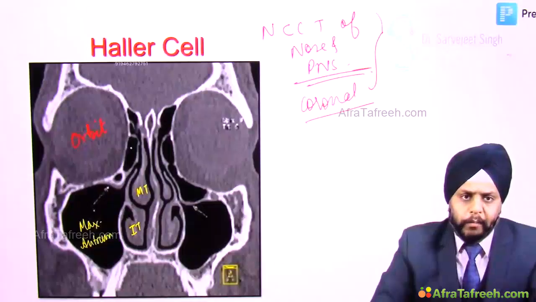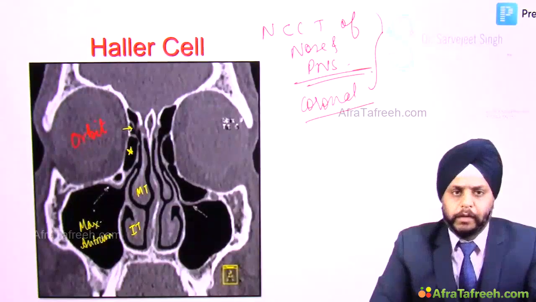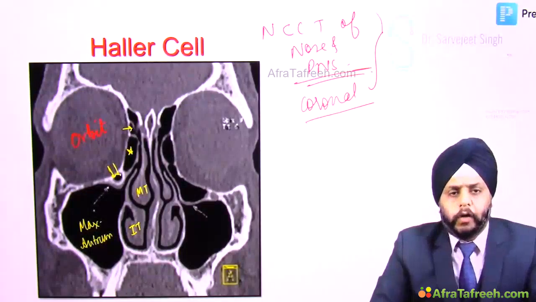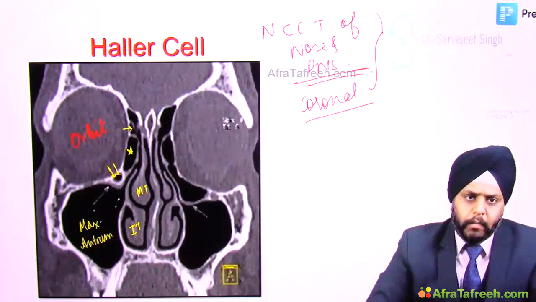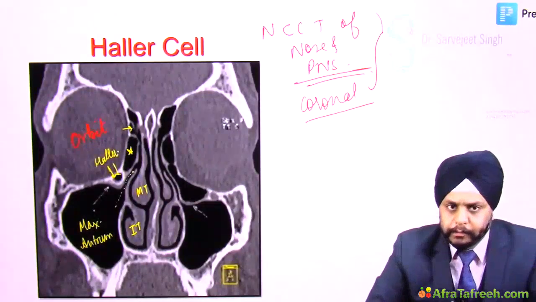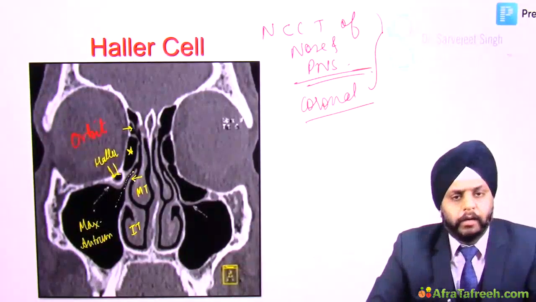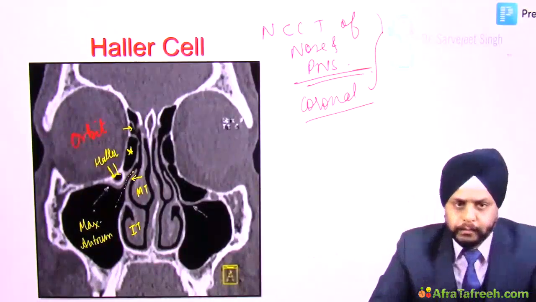I am putting a star mark over here, that is the bulla ethmoidalis. Above that we have the suprabullar cell, and below this we have the infraorbital or Heller cell. Now I am putting my marks over here, that is the infundibulum. It has been made narrow because of the presence of the Heller cell. And this flap-like structure we know is the uncinate process.